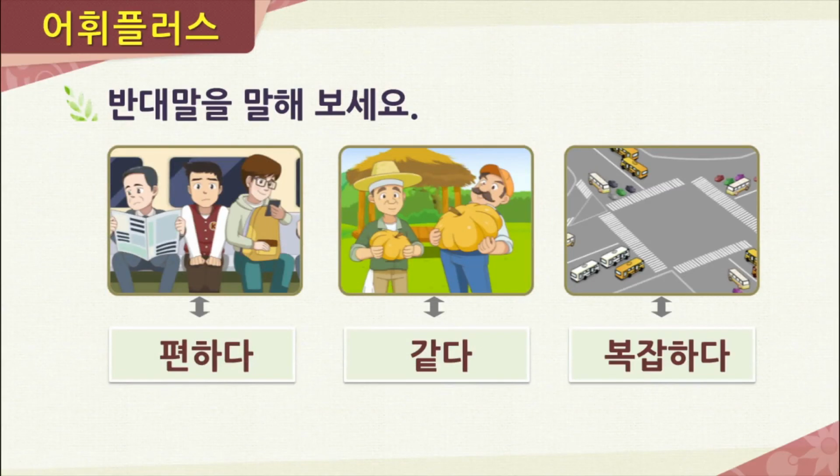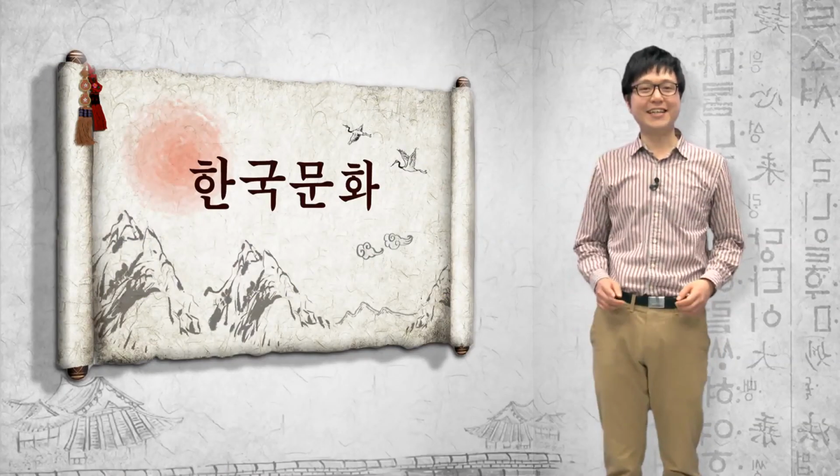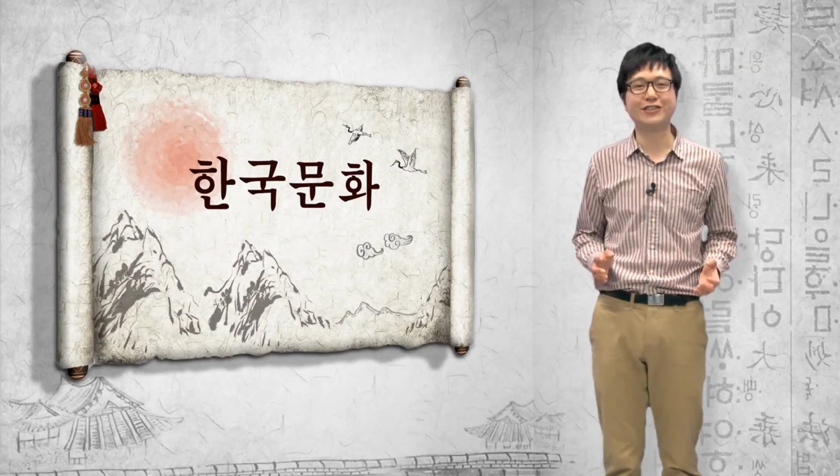Now let's go ahead and read through these words one more time. We have 편하다, 같다, 복잡하다. Well done! Finally, it's time for the Korean culture section.